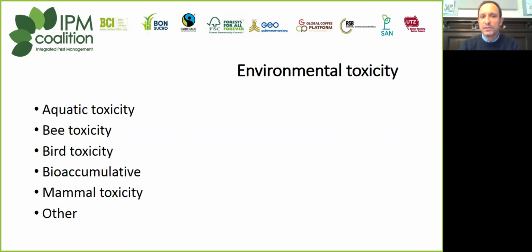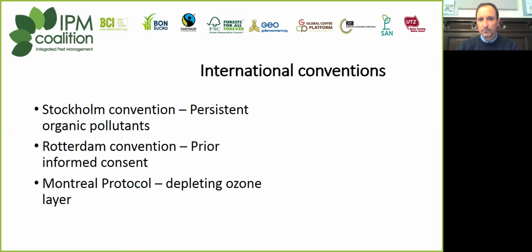In environmental toxicity, we have the aquatic toxicity, bee toxicity, those you can read there, and others, for example, you have heavy metals as an example. The third group, which is very important for the coalition, are the international conventions, Stockholm and Rotterdam mainly, which have a lot of pesticides listed in comparison to the Montreal Protocol, which has basically 1, the methyl bromide as a fumigant.